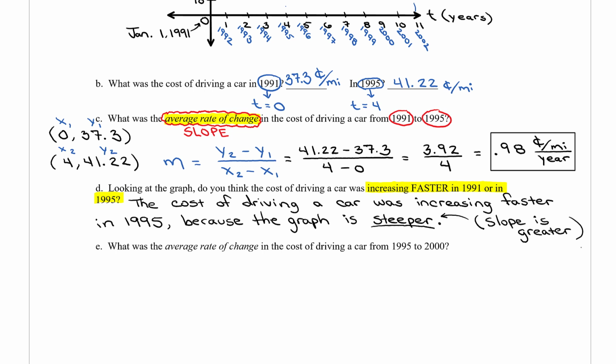E. What was the average rate of change in the cost of driving a car from 1995 to 2000? Once again, here we are going to use slope. I'm highlighting the words average rate of change. Those words, average rate of change, I'm also going to draw a red cloud around them and an arrow pointing down towards the word slope.